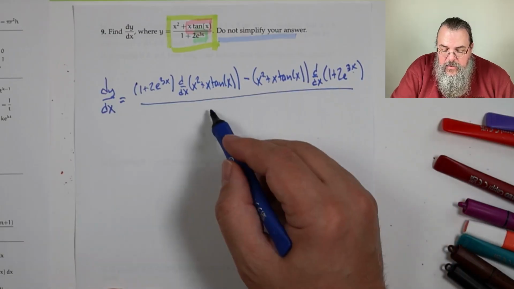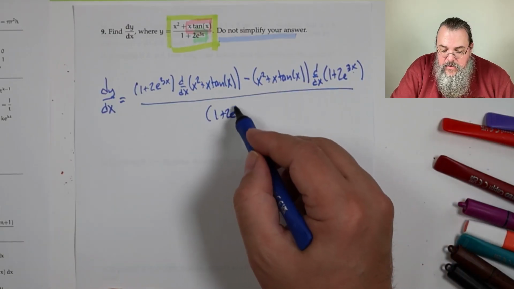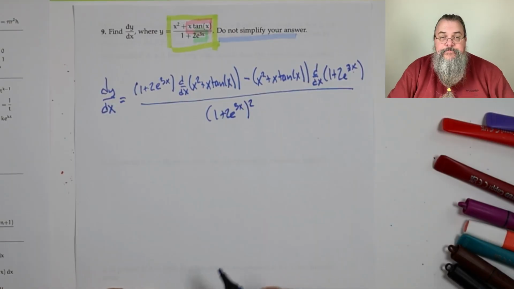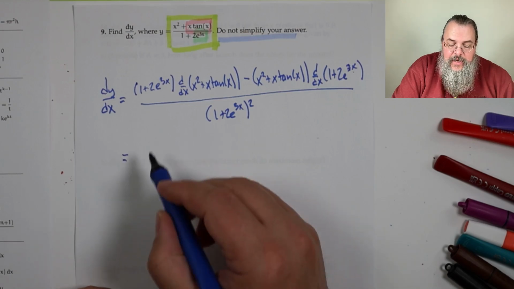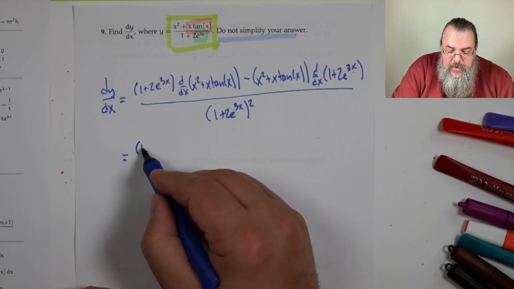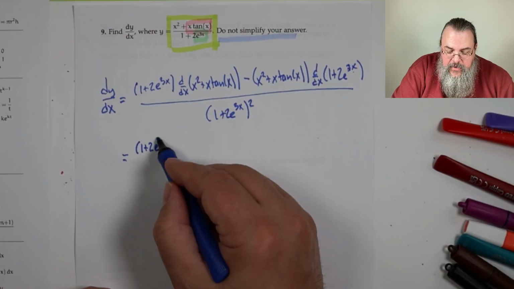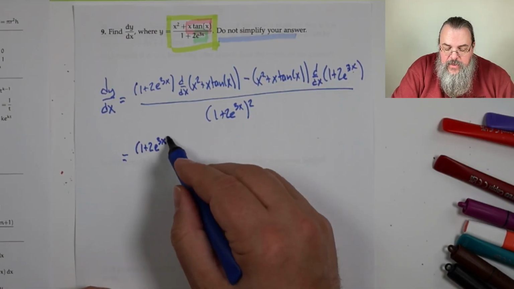All over low squared. Okay, copying down, I just copy that first part down. 1 plus 2e to the 3x.